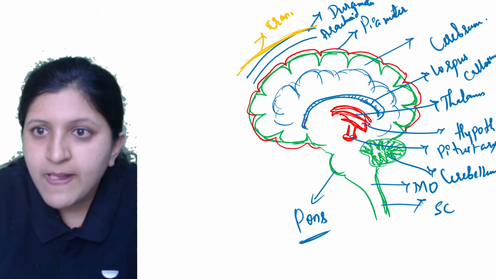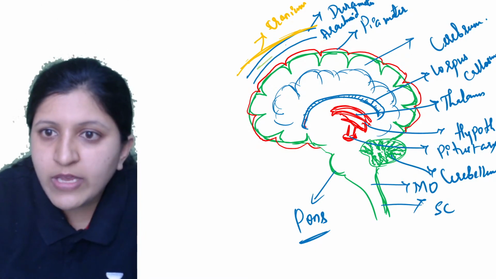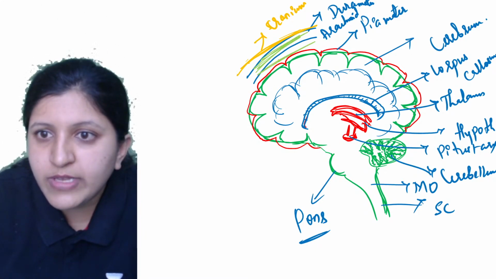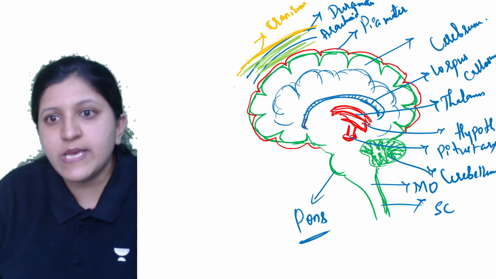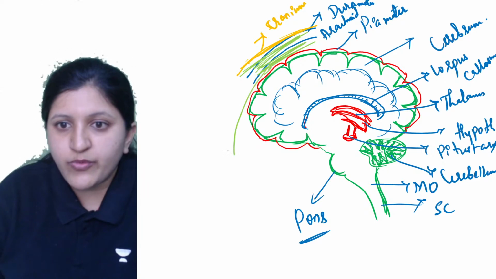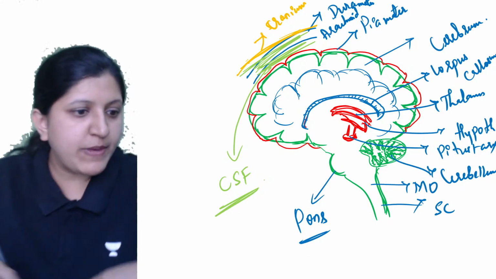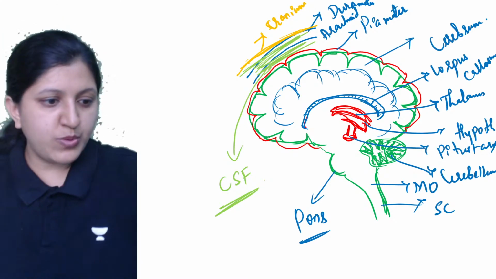Okay, so again if you want to show the cerebrospinal fluid, in between these you need to do the filling. So this can be the fluid which is there. So over here, that can be the cerebrospinal fluid. So we will just label this one, cerebrospinal fluid. Okay, so you can just show this one.